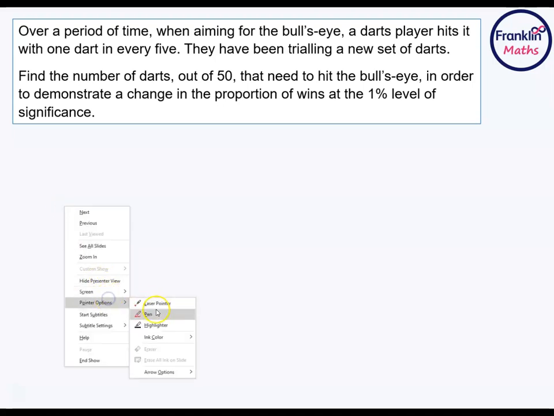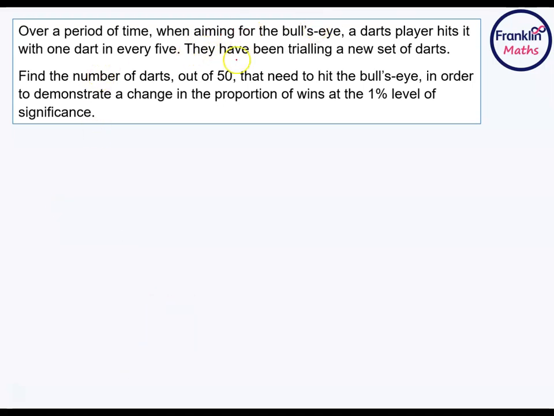Okay, so with this question, slight change here. I've got a dart player, and I've been trying a new set of darts. I'm just going to change that to a 10% level. I meant to change it a second ago. So in this case, we've got X being the number of bullseyes. We've got H0 then, that the probability of winning hasn't changed. So that's 1 in 5, which is 0.2.